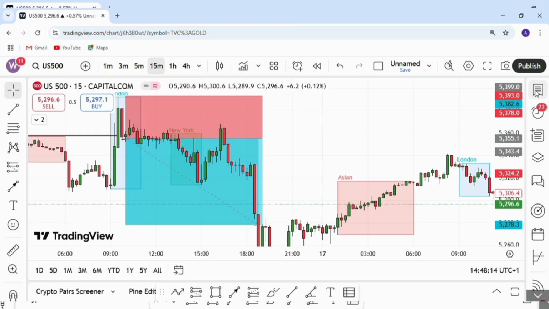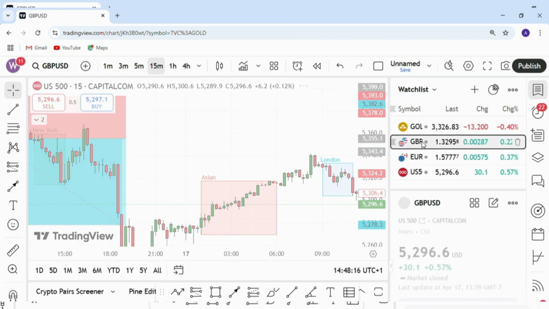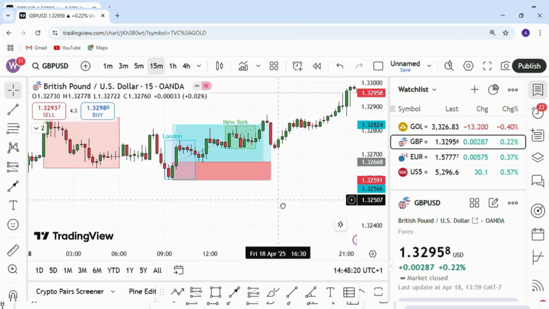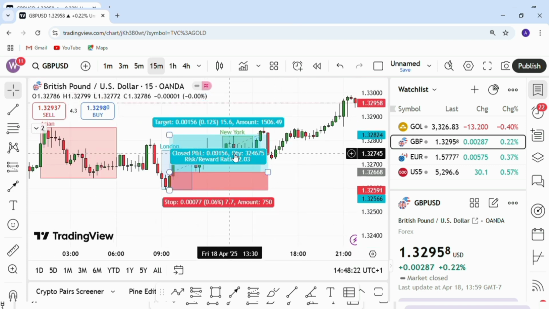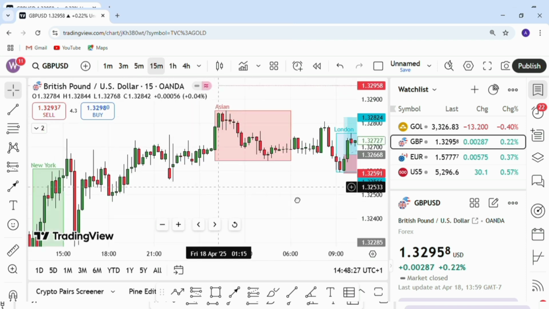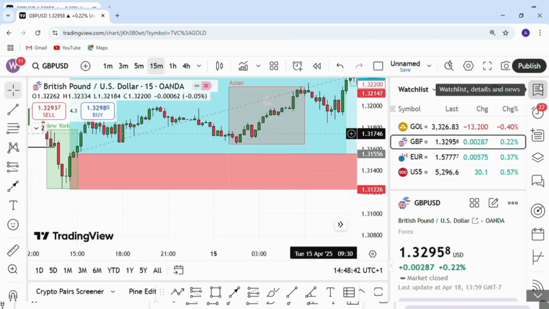So let me show you on GBP. We caught a trade this week also on GBP. This was yesterday, which is Easter. Probably I did not take this trade, but I see this trade. I did not take it because I don't trade Easter market. Let me show you the trade.